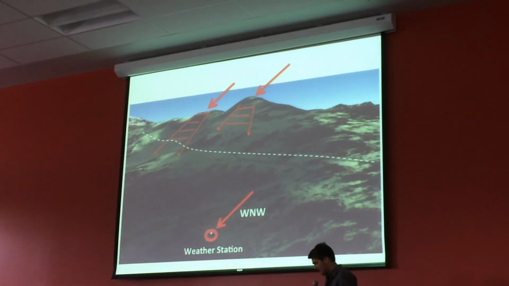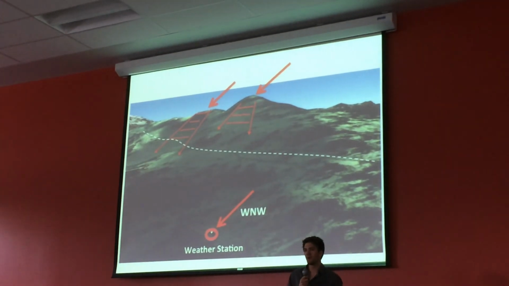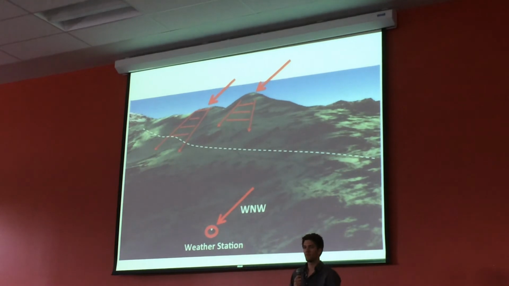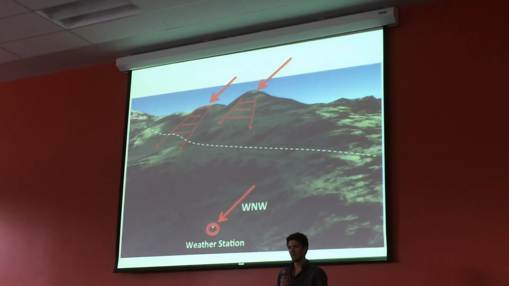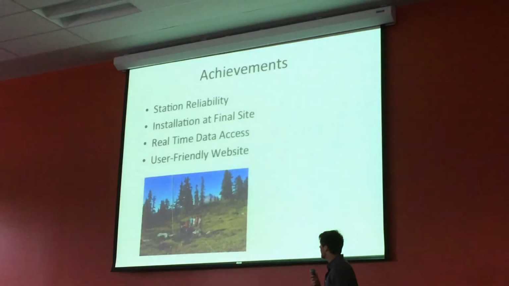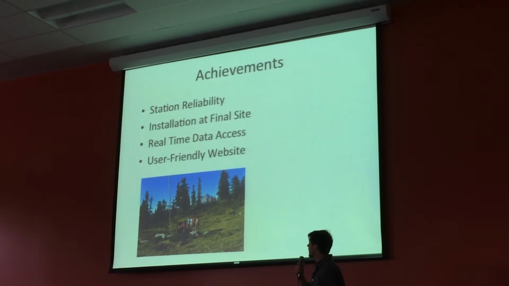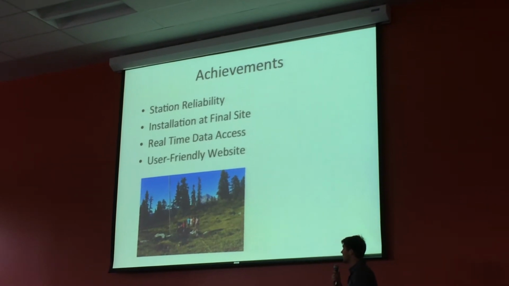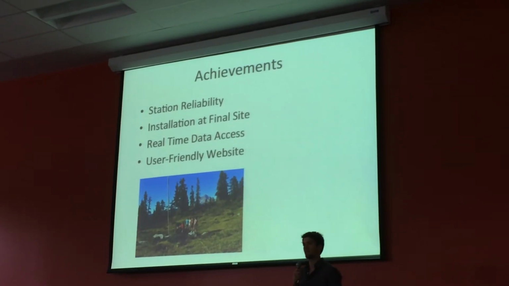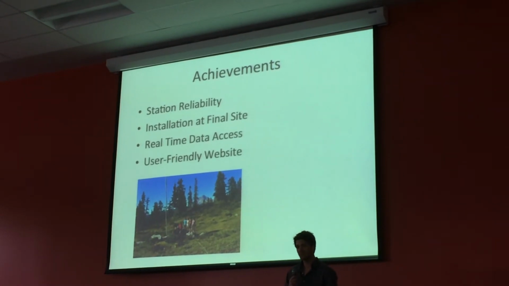Now, BC Parks is aware of this hazard, so they reroute the path around the south side of Round Mountain during the summer. This is an example of how hard data can be used to predict hazards from the park, and is just an example of one of the many applications of these hard data. So I had 4 main goals when I started this project. I wanted to have station reliability, installation at the final site, real-time data access, and I wanted to have a user-friendly website. Although it came down to the wire, I'm happy to say that I've achieved all of these goals.